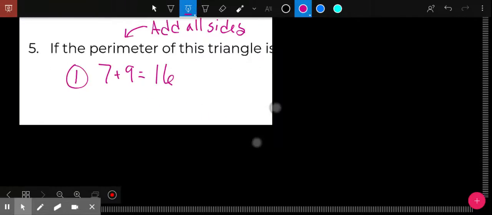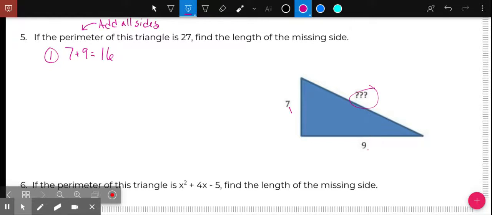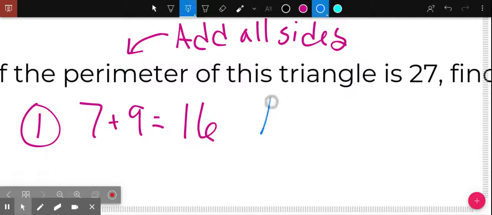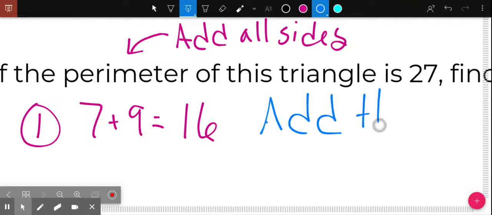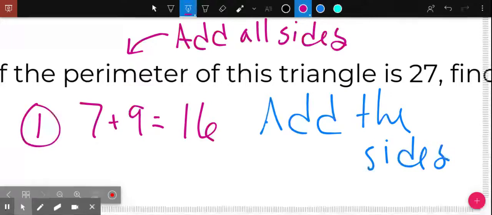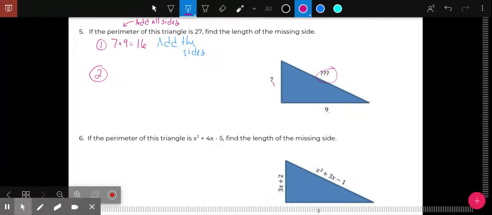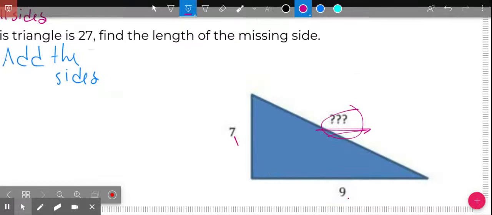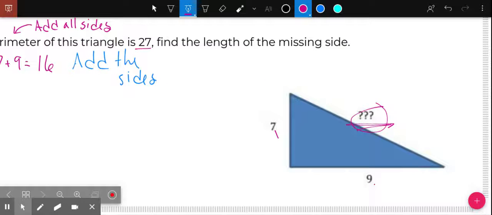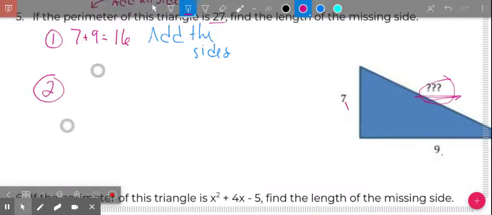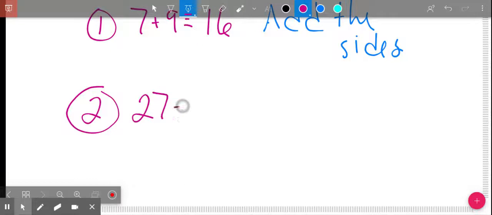So that was step 1. We added up the sides. I'm going to actually write that. So then we have step 2. And if we want this missing side right here, we're going to take our total, which is 27, and subtract the other two sides from it. So we're going to subtract that 16. Okay, so we're going to do 27 minus 16. Well, 27 minus 16 gives me 11.